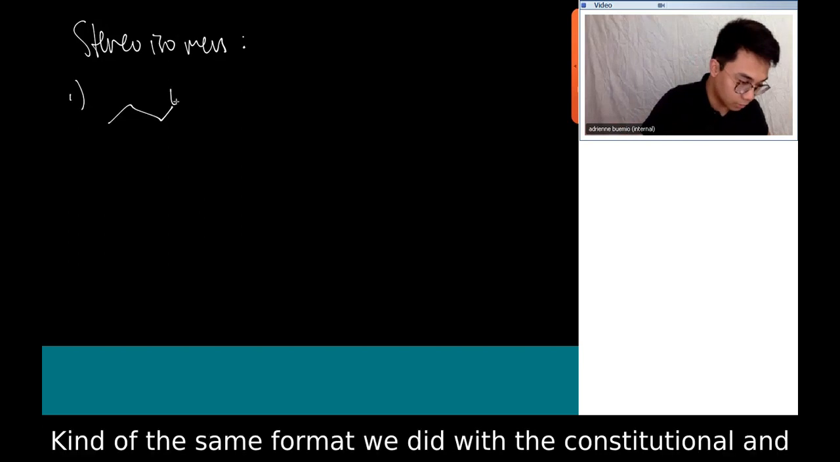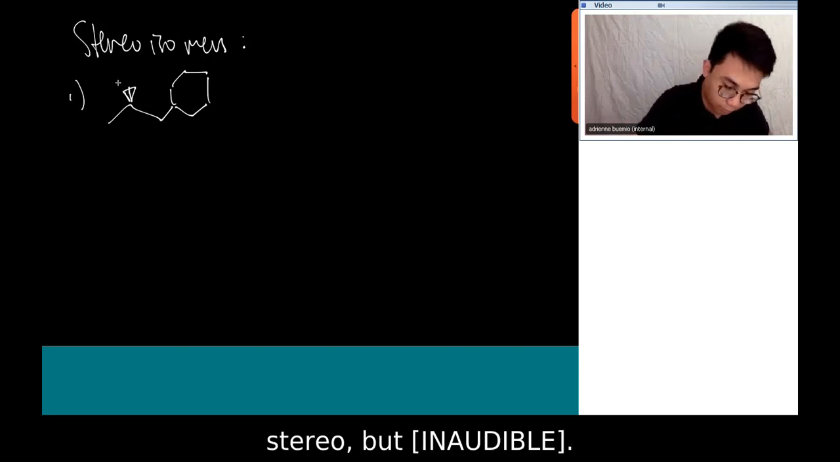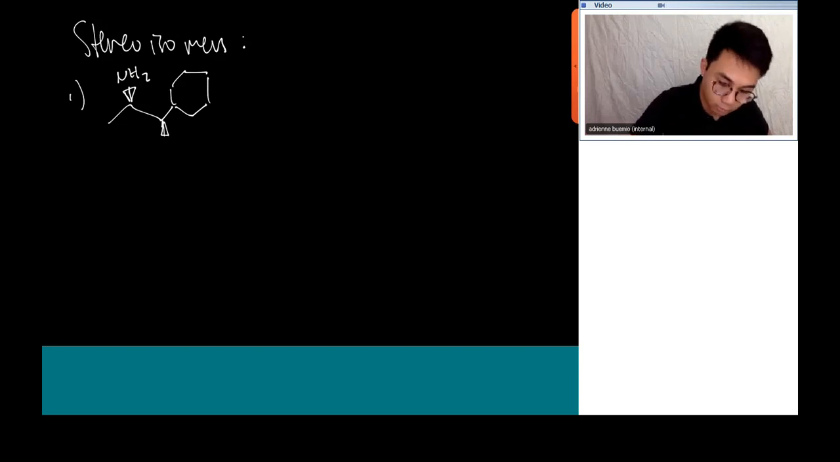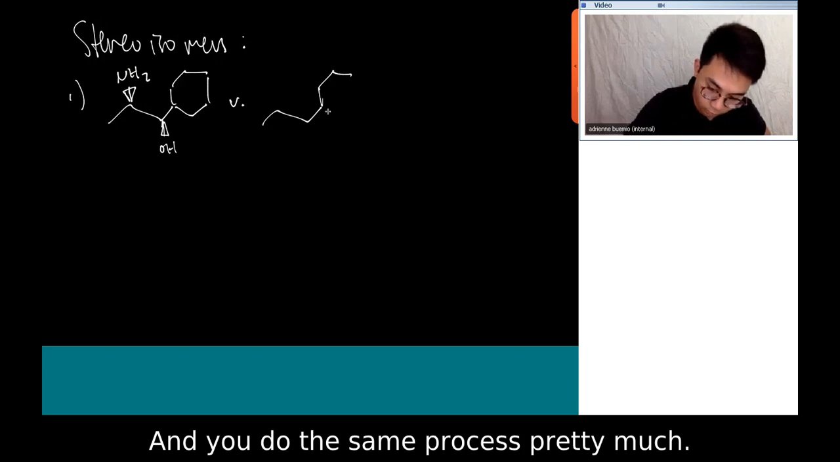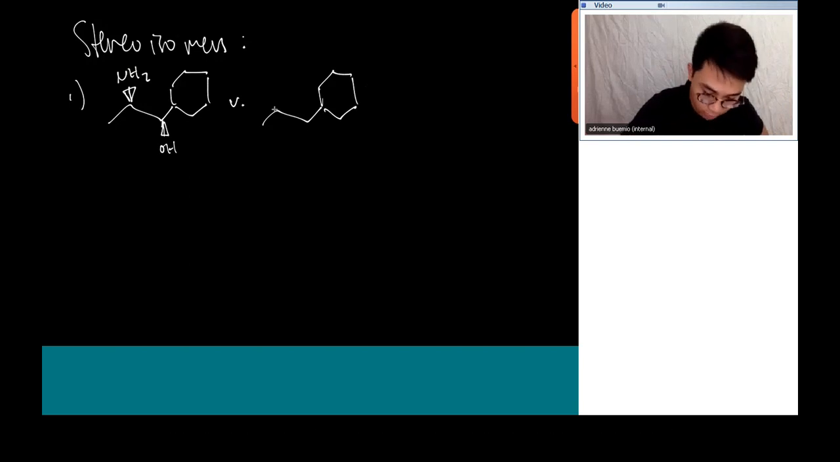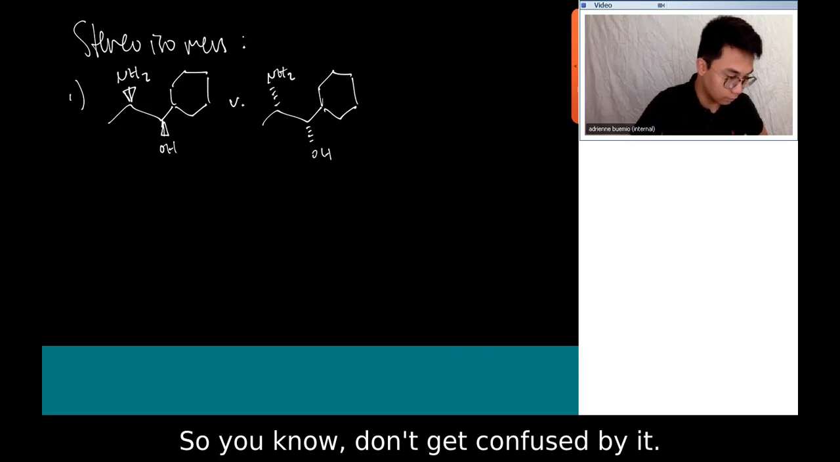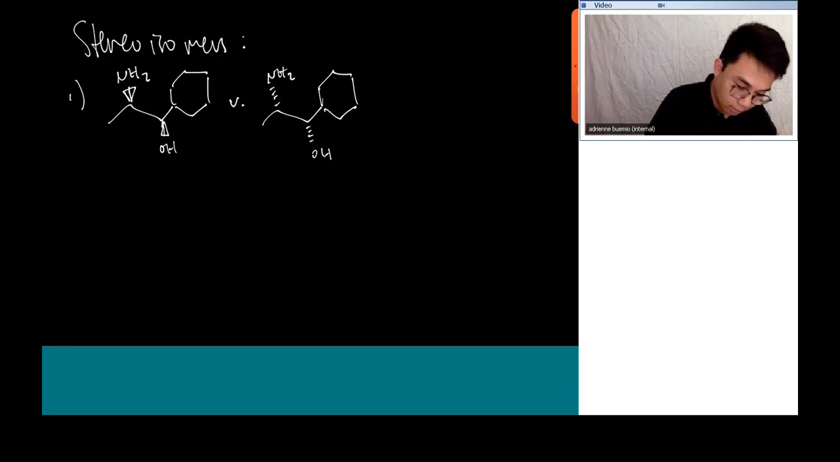Kind of the same format we did with the constitutional and stereo, but let's do this. Arrange versus, and you do the same process pretty much. So don't get confused by it.